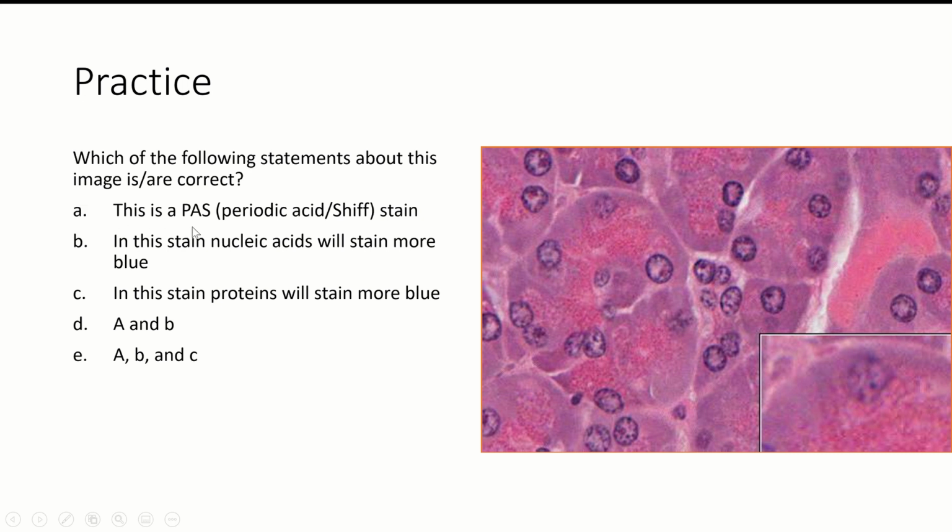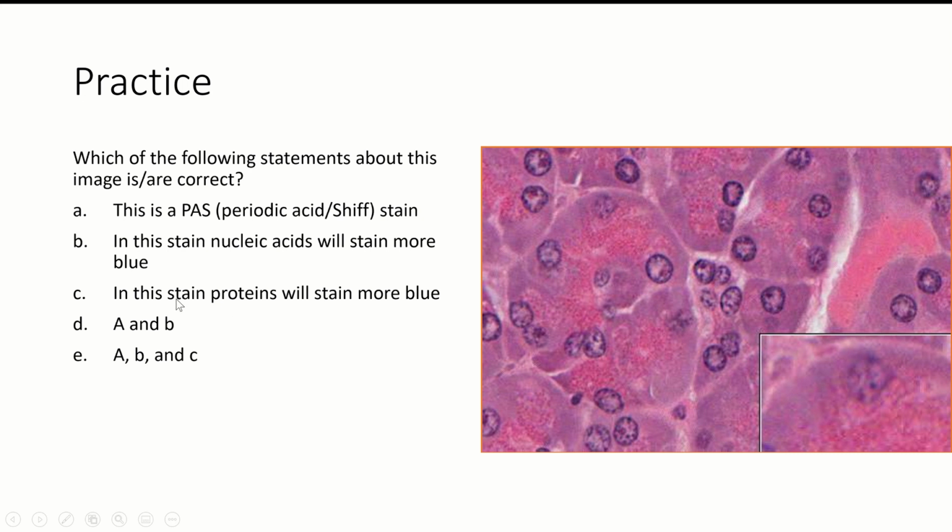Okay, so A, this is a periodic acid Schiff stain. That one we can say right off the bat is false, because remember, that's the one that stains carbohydrates. That's the one that's magenta and really dark purple. It says, in this stain, nucleic acids will stain more blue. And so that is true. Remember, we said that it is that hematoxylin that stains nucleic acid, so that's why we can see all of these different nuclei. That's why they look very purpley, because they're picking up a lot of that blue stain.